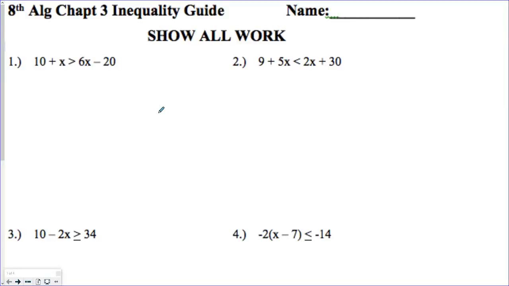So this is the 8th grade quiz guide for the inequality quiz coming up. Basically, if you know how to solve an equation, you can solve an inequality. It's the exact same procedure except for the one rule change. And that one rule change is if you ever divide or multiply by a negative number when solving for an inequality, you have to flip the direction of the symbol in the middle. Other than that, it's the exact same as an equation.